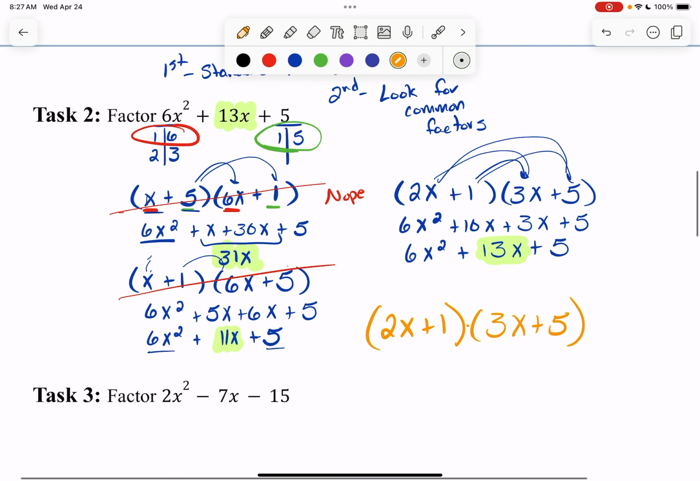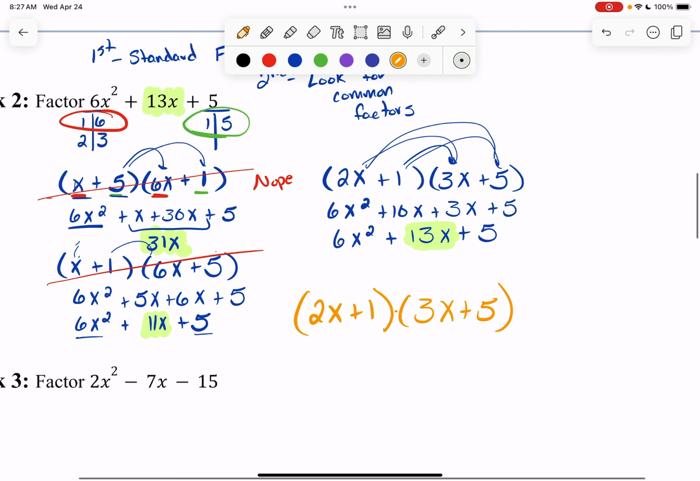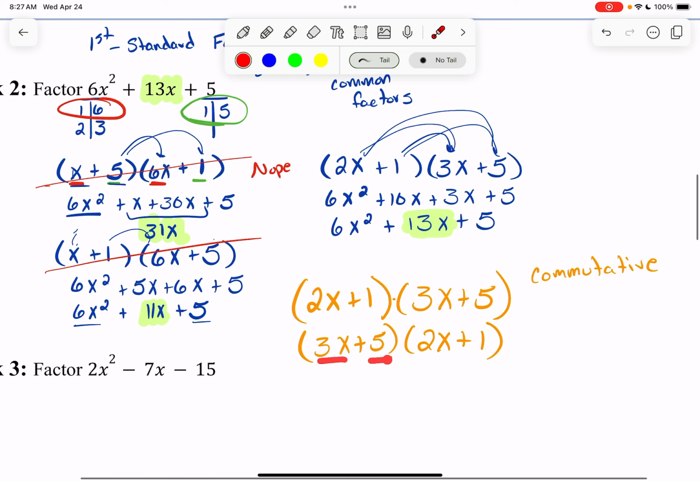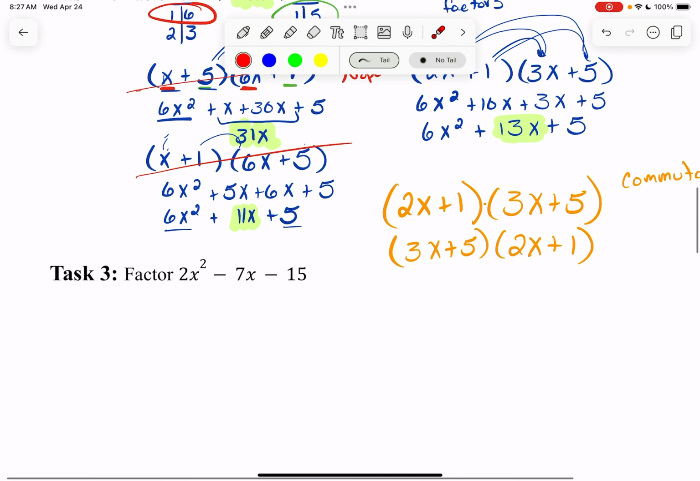Okay. And since multiplication is commutative, meaning the factors can move around, if you end up with 3x plus 5 times 2x plus 1, it's the same thing. The factors are just the other way around. If I multiply these, the only thing that matters is that the 3x and the 5 are together and the 2x and the 1 are together.